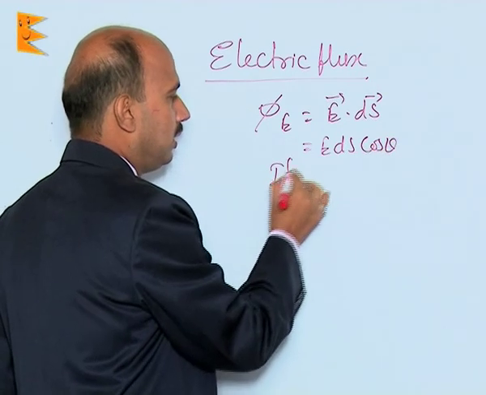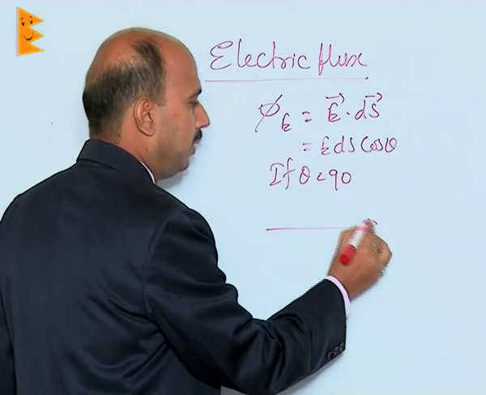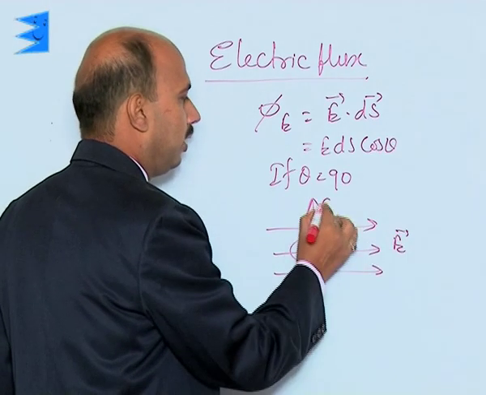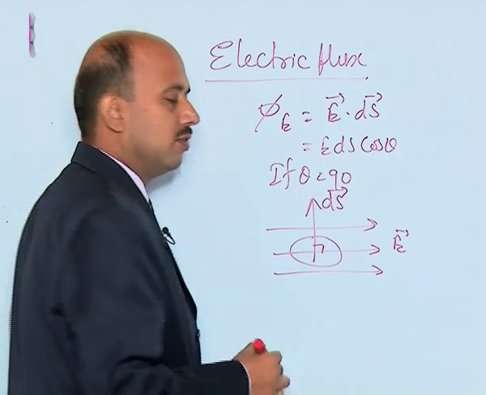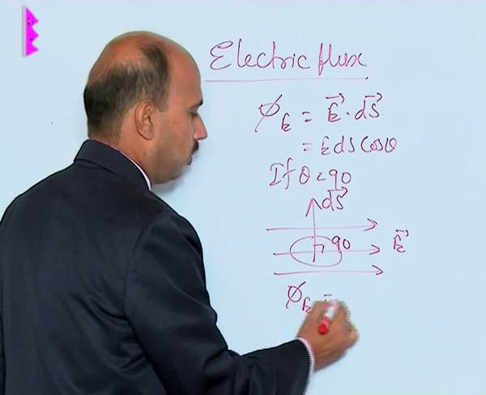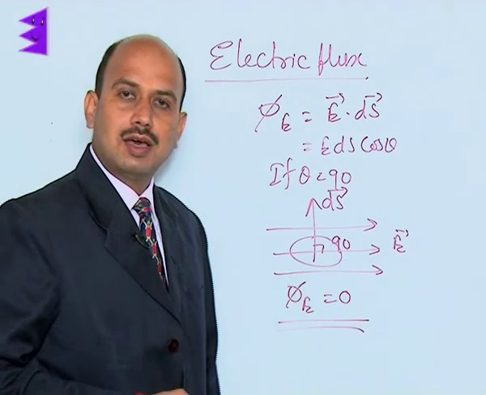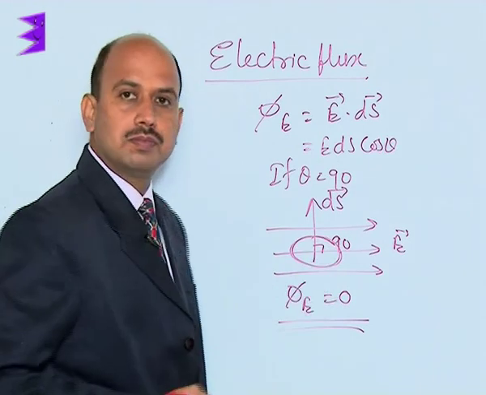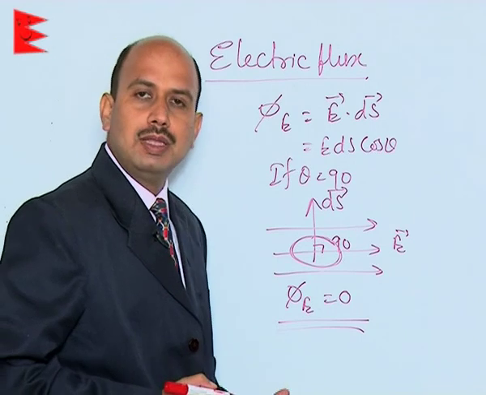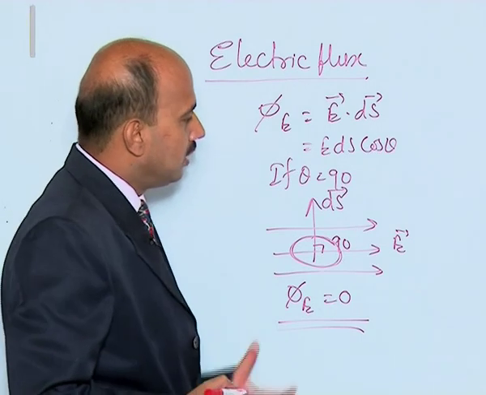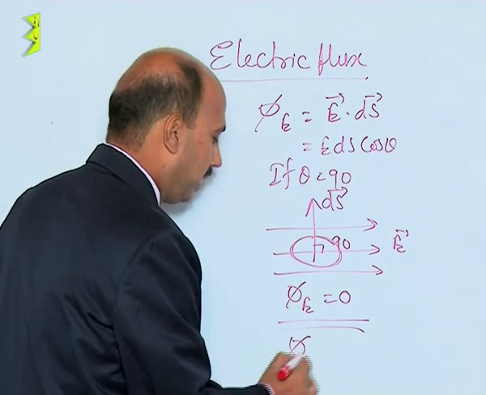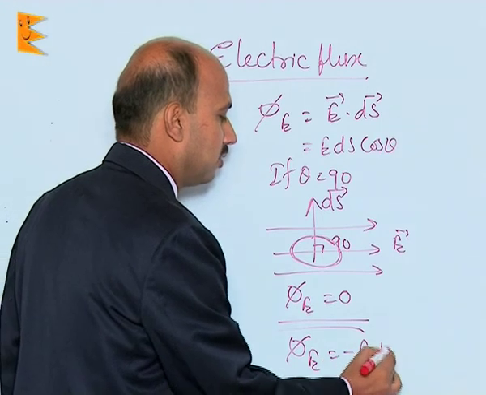If theta is equal to 90 degrees, that means the electric field is in this direction and the area vector is over here, so this angle is 90. If theta is 90, the flux is equal to 0. It means no electric field lines are passing through this area. So the electric flux is 0, and we have also seen when the electric flux is maximum. If theta is equal to 180 degrees, then cos 180 is minus 1 and the electric flux will be minus E dS.